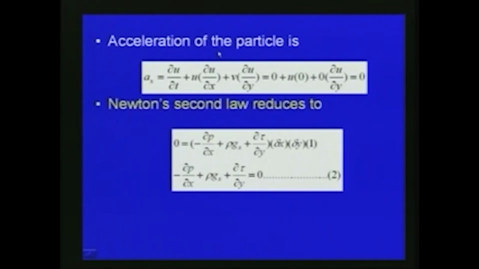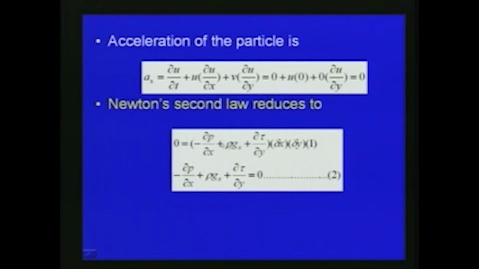So now the acceleration of the particle, as we have already seen earlier, we can write Ax is equal to del u by del t plus u into del u by del x plus v into del u by del y. So this gives the local acceleration plus convective acceleration. You can see here we are considering the flow as steady state. So del u by del t is 0, del u by del x is 0 and then v is 0. So finally Ax is equal to 0.